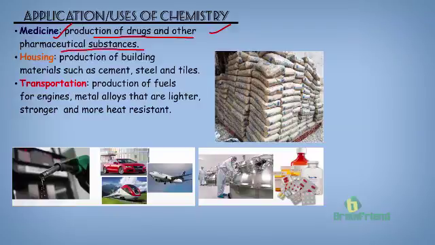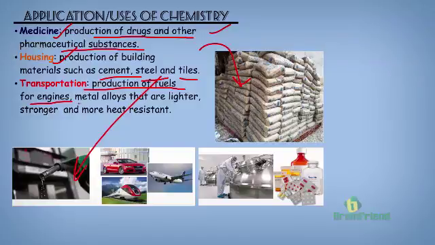In housing, chemistry is used in the production of materials that we use in building our houses, such as cement, steel, and tiles, as you can see here. In transportation, chemistry is used in the production of fuels that we use in running our engine. Our cars use petrol, and these petrols are produced by chemists.